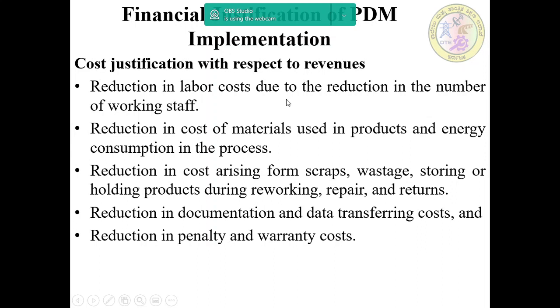In this, there is a reduction in labor cost due to the reduction in the number of working staff, and a reduction in the cost of materials used in products and energy consumption in the processes, reduction in cost arising from scraps, wastages and in storing or holding products during reworking, repair and returns, reduction in documentation and data transferring costs, and finally reduction in penalty and warranty costs. These are the cost justifications with respect to revenues.